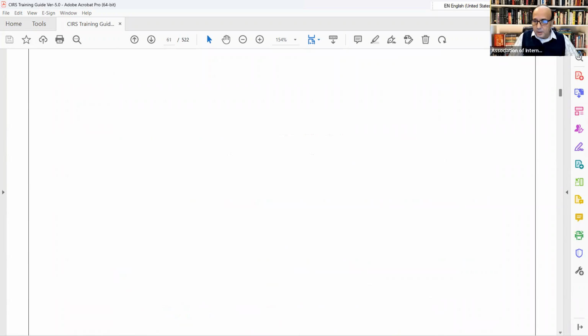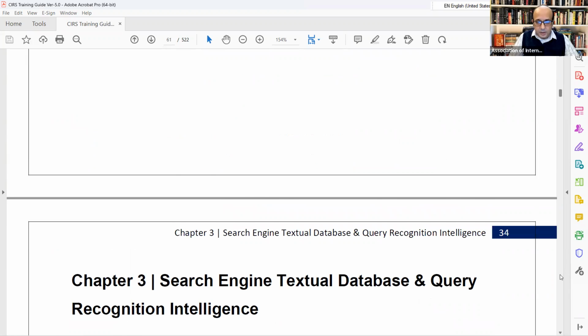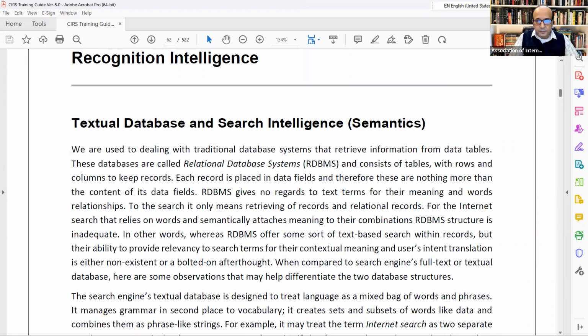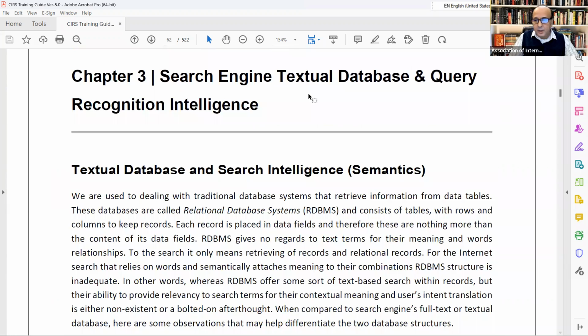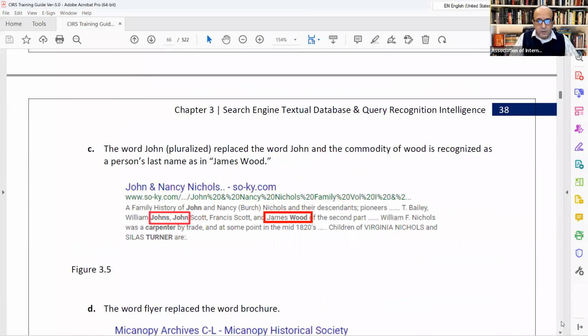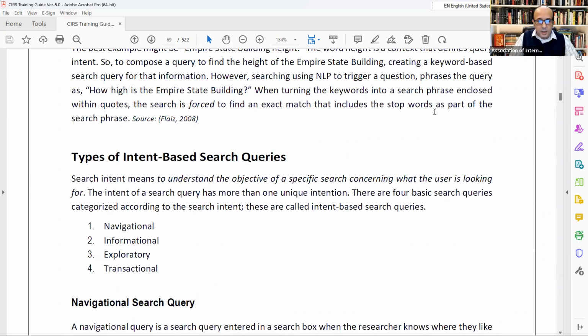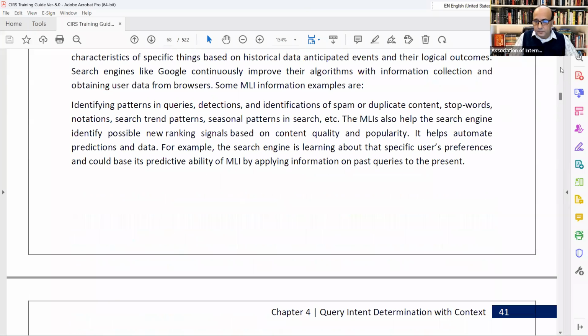The chapter that we are discussing today, which includes this topic, is chapter 3, and it is talking about search engine textual representation and query recognition intelligence. I believe it's chapters 3 and 4. Both chapters are being covered today. So, chapter 3 has types of intent-based search queries, and it's on page 41.